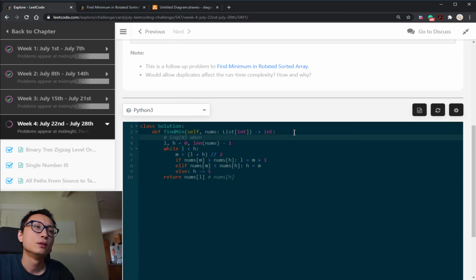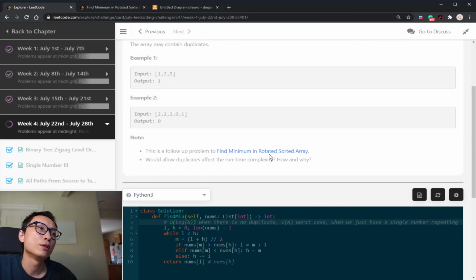So when there is no duplicate it is log n, and O(n) in the worst case, when every element is the same number. So that's the time complexity for this problem. And because it's binary search, all we have is the 3 positions, so it's a constant space problem.